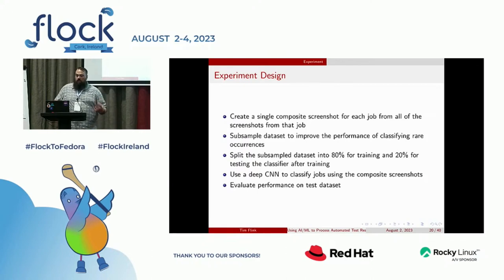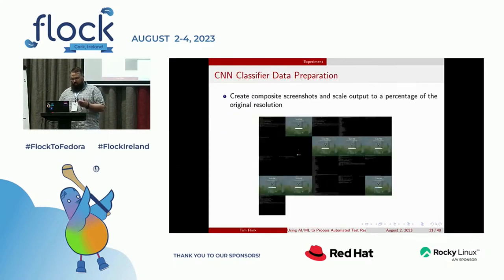Using a convolutional neural network, it doesn't really have a sense of time. You have to give it all of the data at the same time. So I can't just feed it the first screenshot, the second, third, fourth, and so on. What I ended up doing was creating a composite screenshot. I'm going to go back and forth, but basically this.